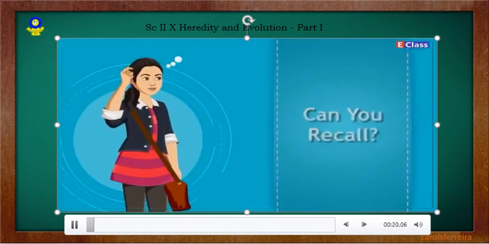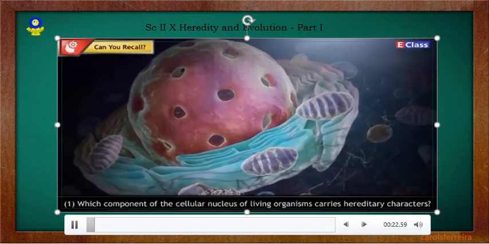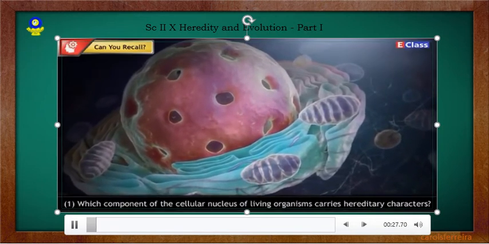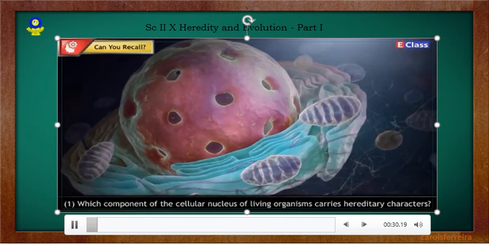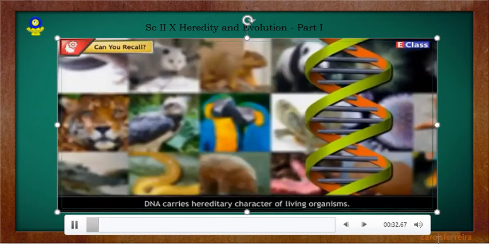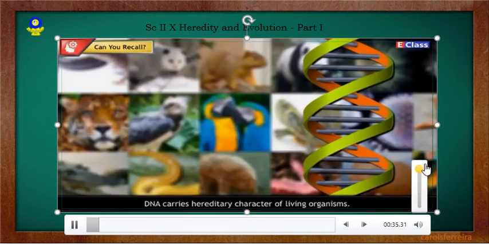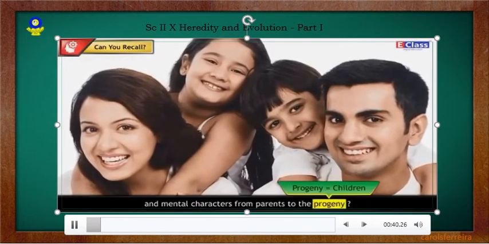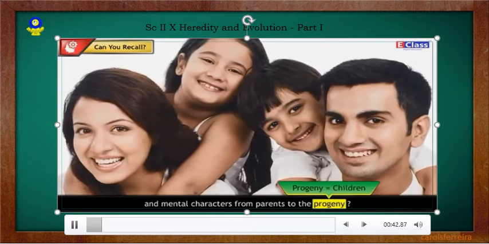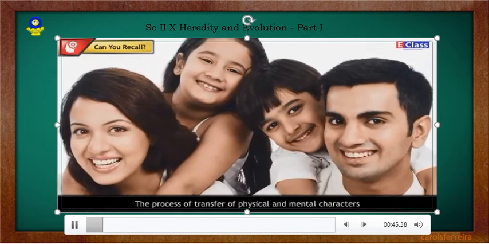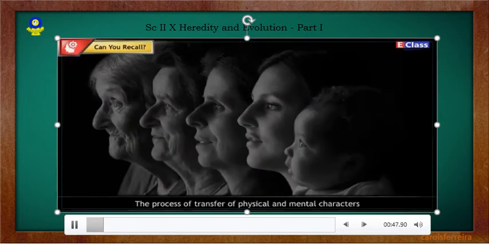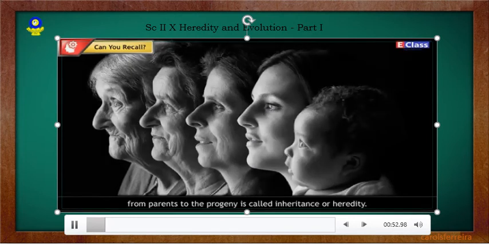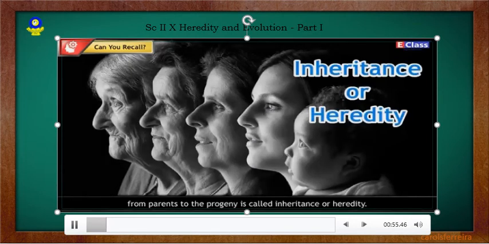Can you recall? 1. Which component of the cellular nucleus of living organisms carries hereditary character? Answer. DNA carries hereditary character of living organisms. 2. What do we call the process of transfer of physical and mental characters from parents to the progeny? Answer. The process of transfer of physical and mental characters from parents to the progeny is called inheritance or heredity.